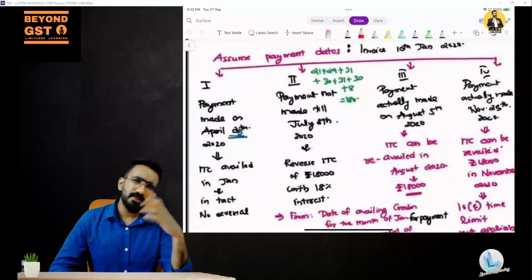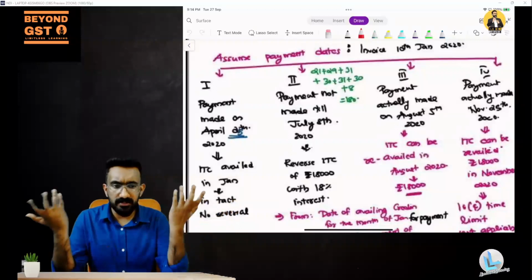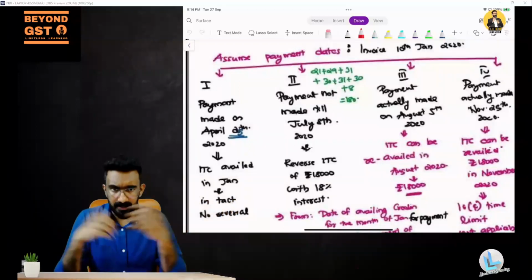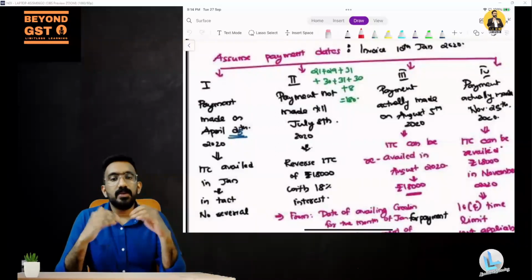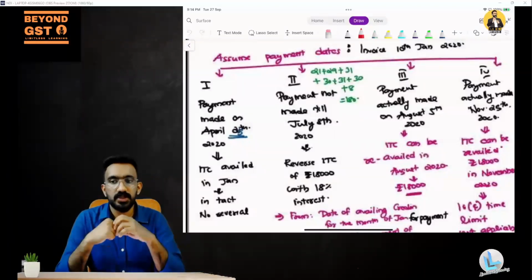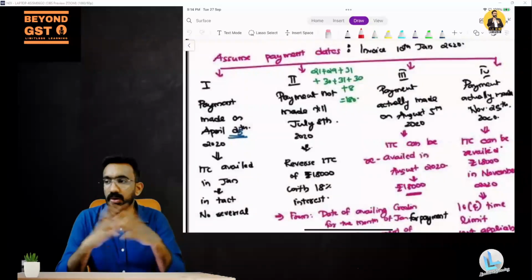Why would I not have made payment within 180 days? The simplest reason to look at is I did not have money. I had no money, so I did not make the payment. So what happens? Now, when I have the money, I will actually make the payment. So I got the money in August and I made the payment.